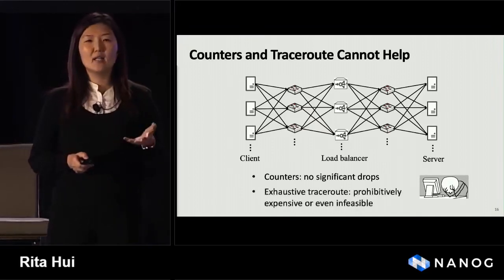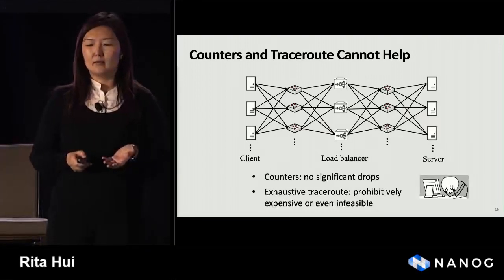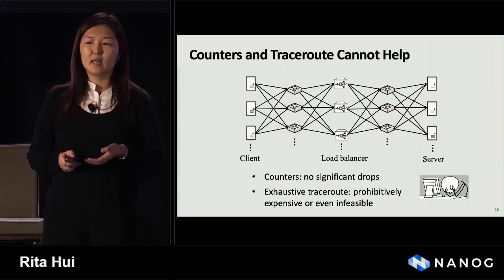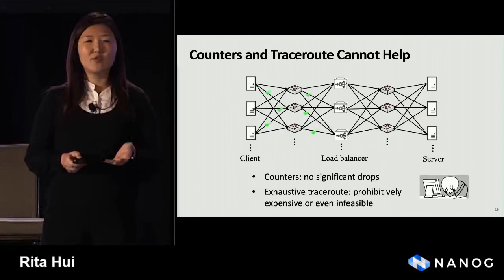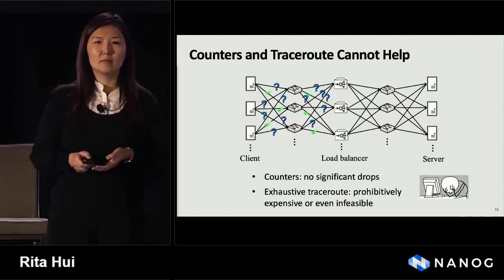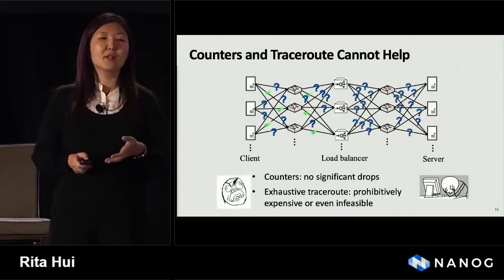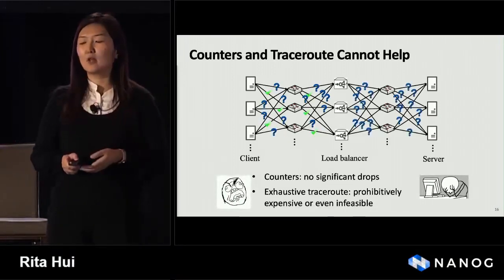And then they might try using traceroute, and even after hours, it's actually still not possible to pinpoint where exactly that transient situation happened. Also, traceroute is not able to trace every single path and every single link. It cannot trace links beyond the load balancer.